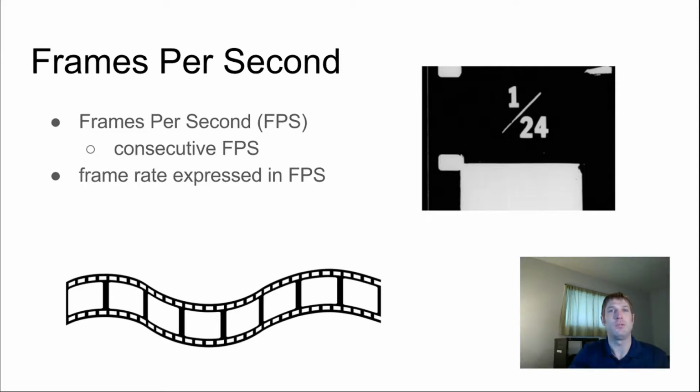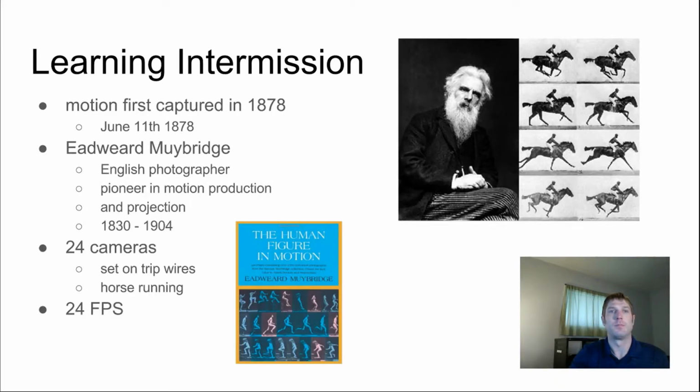And that brings us to this week's learning intermission. In 1878, motion was first captured by Edward Muybridge. He was an English photographer and a pioneer in motion production and projection. He lived from 1830 to 1904. He was able to capture motion by setting up 24 cameras in a row and setting up tripwires to each camera. Then he filmed a horse running through. As the horse ran through, each tripwire was set off, resulting in a photo being taken. When all 24 photos were played back to back, this was the first time motion was created.